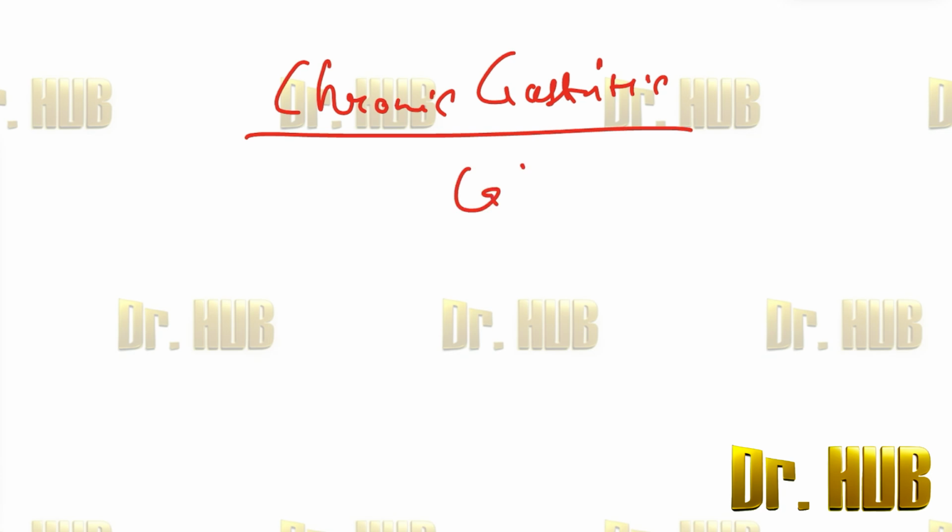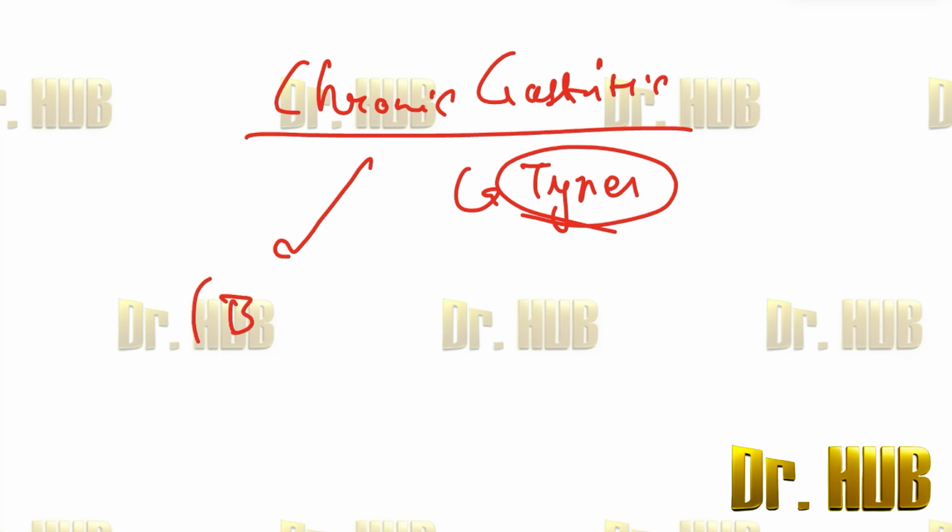Now we'll be focusing on chronic gastritis, and let's focus on the types of chronic gastritis. Chronic gastritis is divided into two types: one is type B and the other is type A. So let's look at what happens in type B.